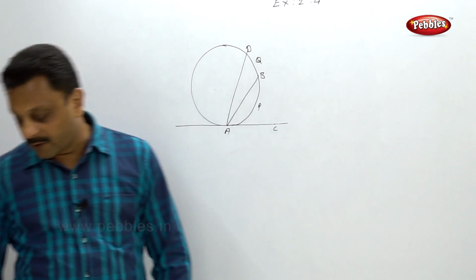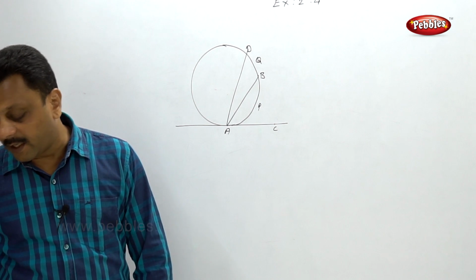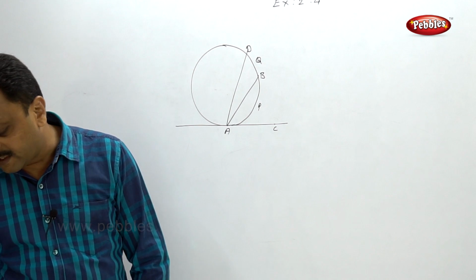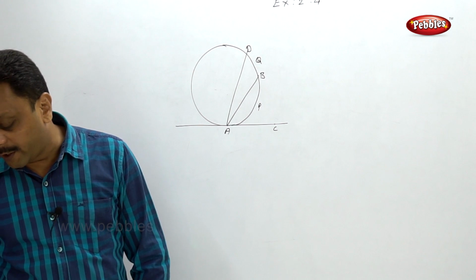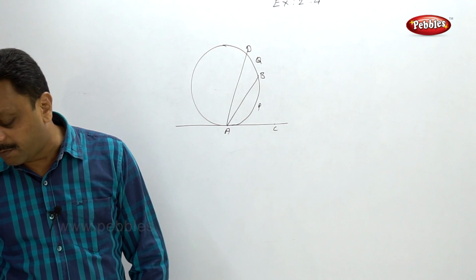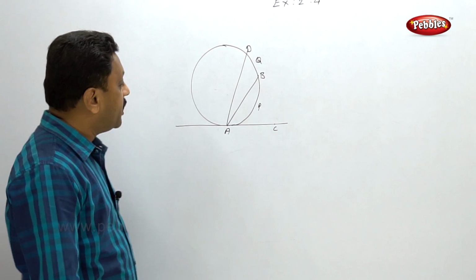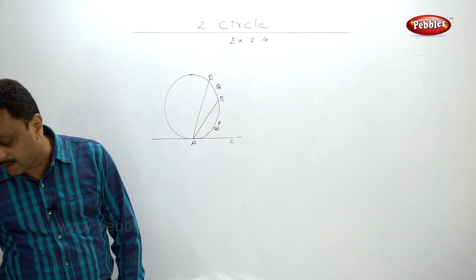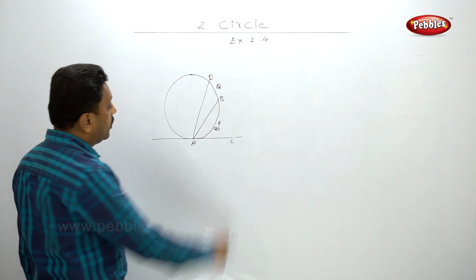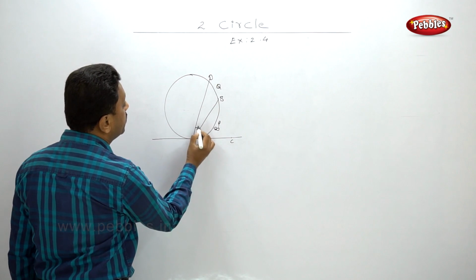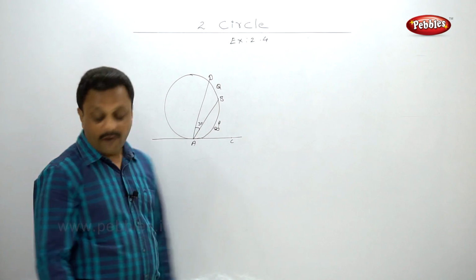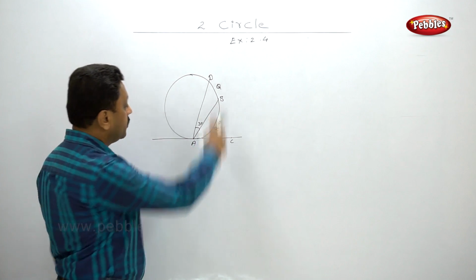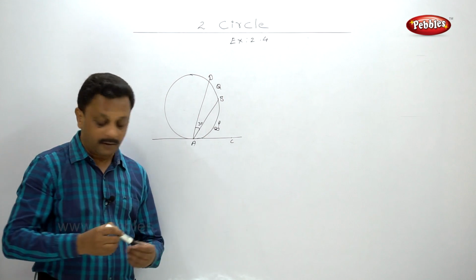Okay, simple figure. In the figure, segments AB and AD are the chords. Line AC is tangent to the circle at point A. If major arc APB is 80 degrees, angle BAD is 30 degrees, find out angle BAC. We have to find this angle.